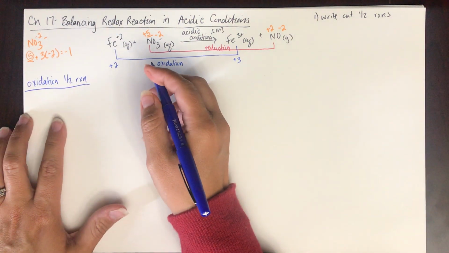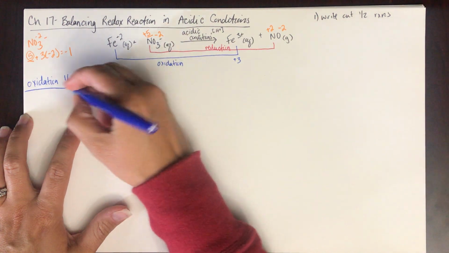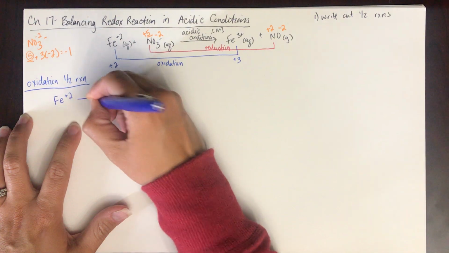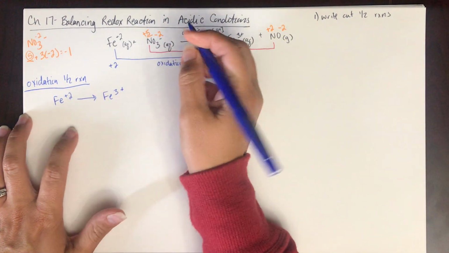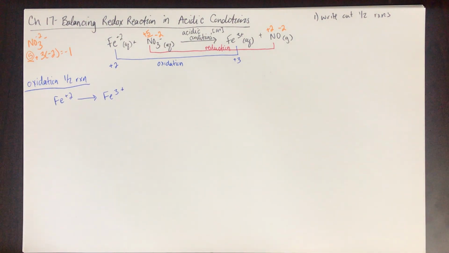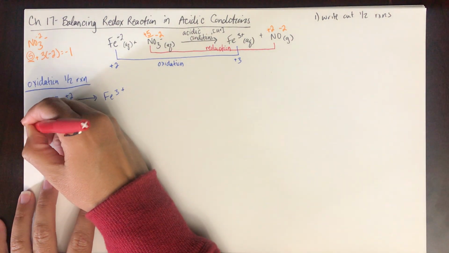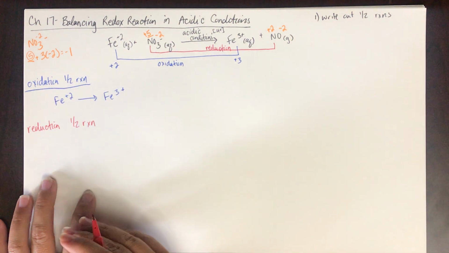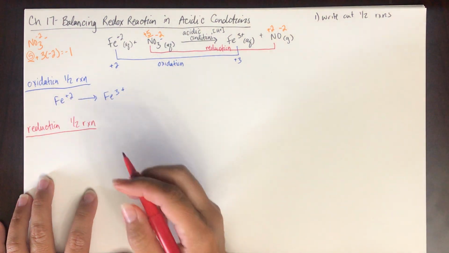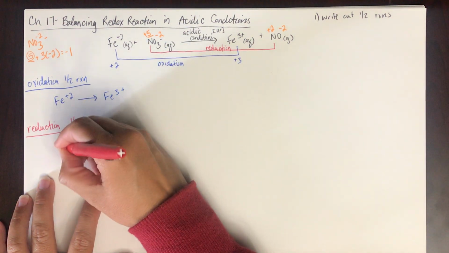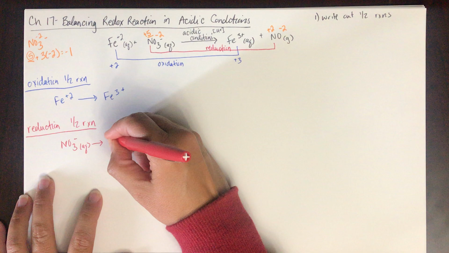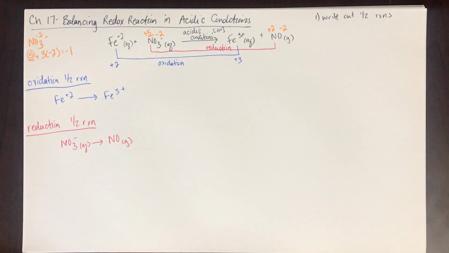So here's the oxidation half reaction. It's going to be iron 2 plus to iron 3 plus. And then I'm going to write out the reduction half reaction. The reduction half reaction is going to be this nitrate ion, NO3 minus, aqueous, to NO gas. And then we're going to balance the half reactions.